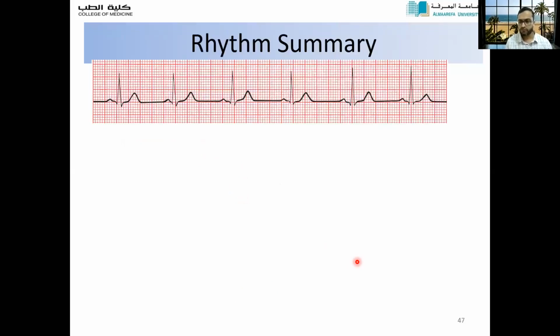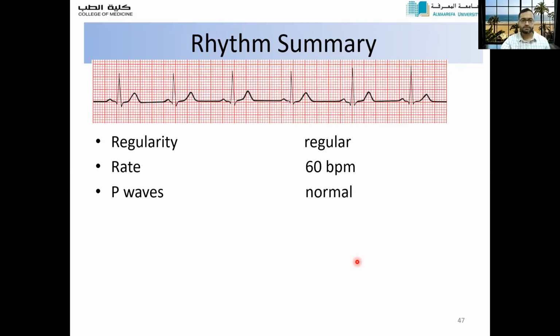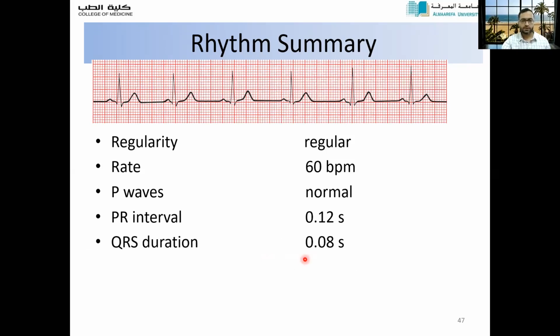Now we have completed the 5 steps. All the 5 steps we have completed. Let's summarize it together and make a checklist. What was the first one? Regularity. It was regular for us. Rate, 60 beats per minute, because we have 5 big squares. P waves were normal with 1 P wave before each QRS complex. PR interval is 0.12 seconds. QRS duration is 0.08 seconds. So all these values are within the normal range.